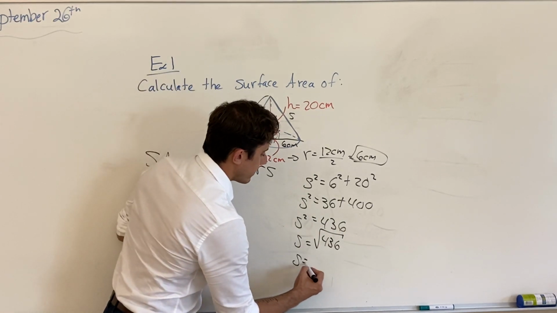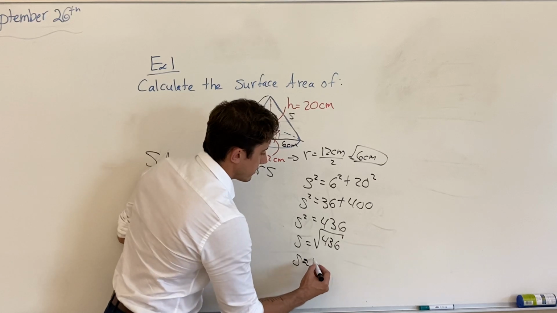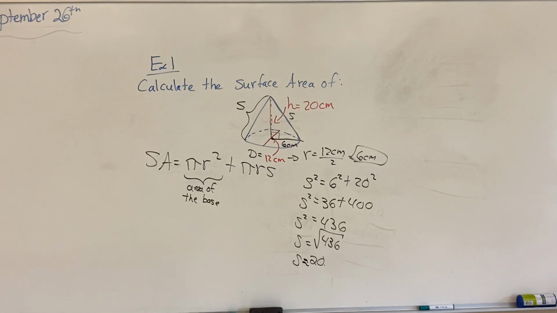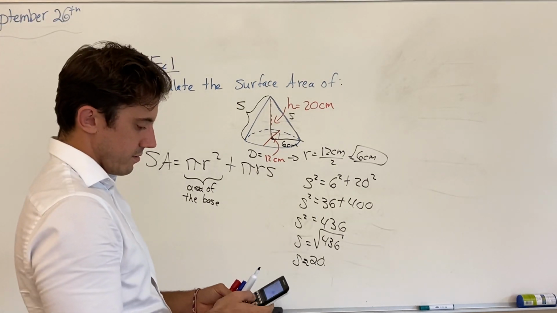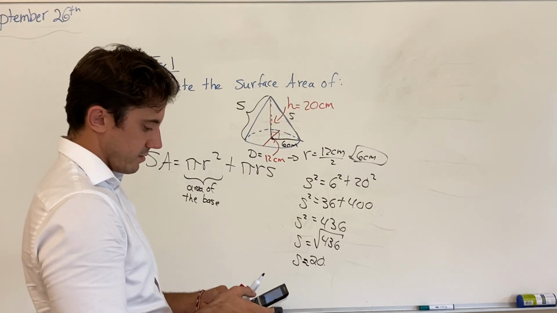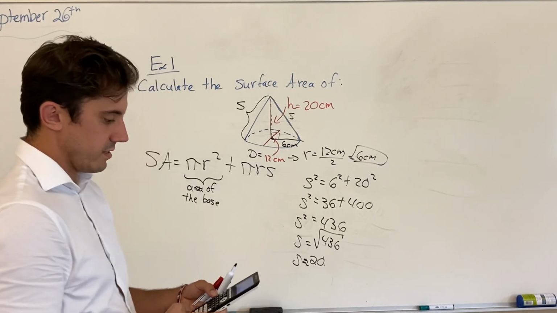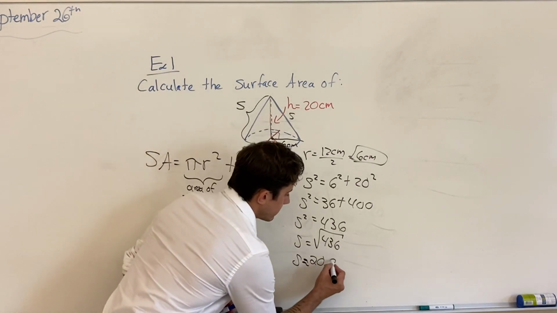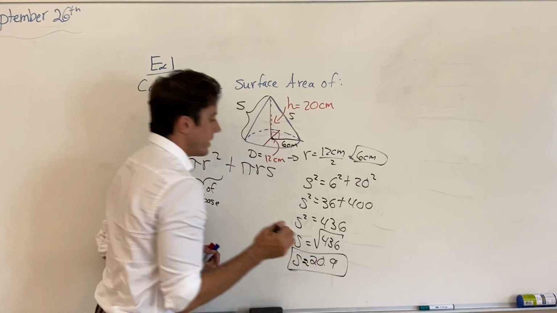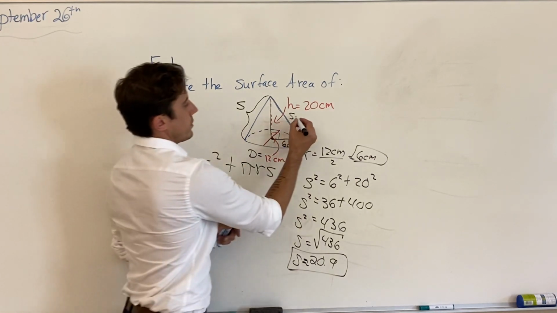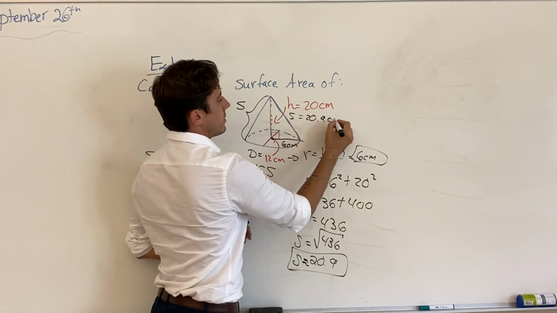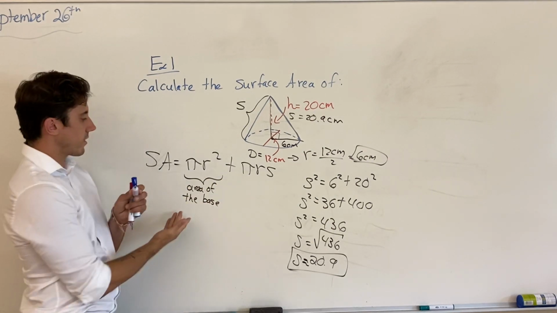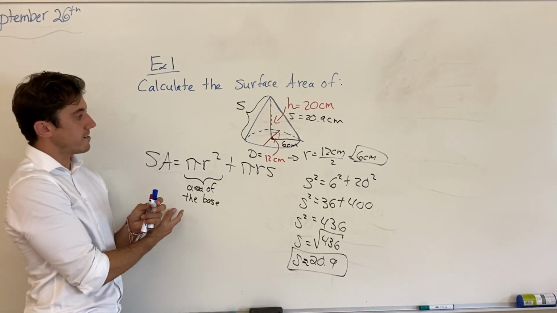And so we find that s is roughly, let's say, 20.8 or 9. Let's check that. Square root of 436 is 20.88. Let's round that to one decimal place. And let's say our slant height is 20.9, right? And we can add the units here in our diagram, 20.9 centimeters. Now we have all parts of our formula for the surface area of the cone.